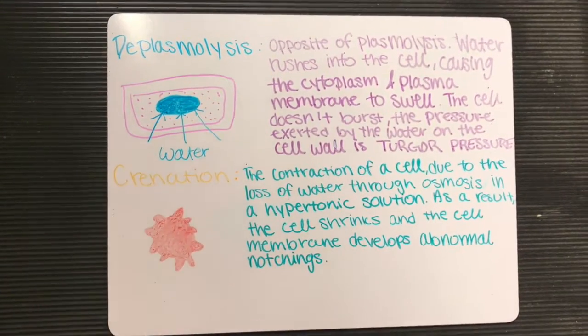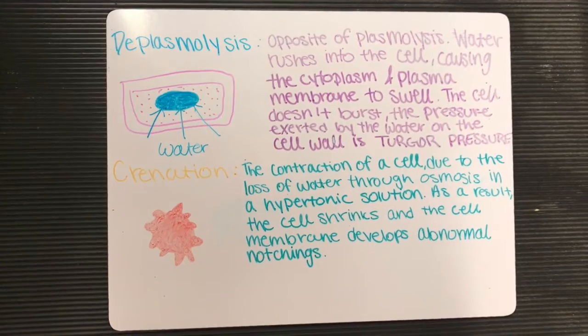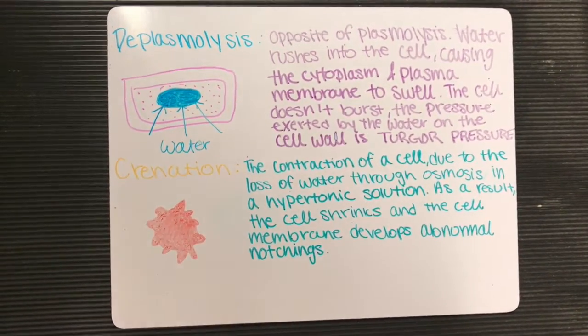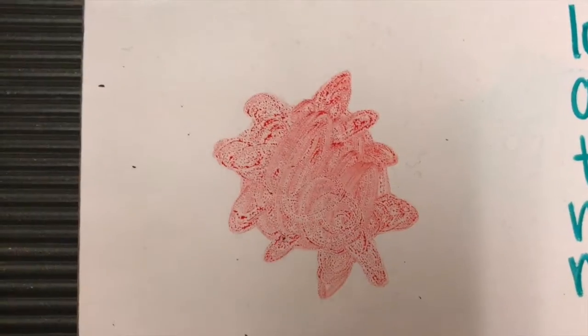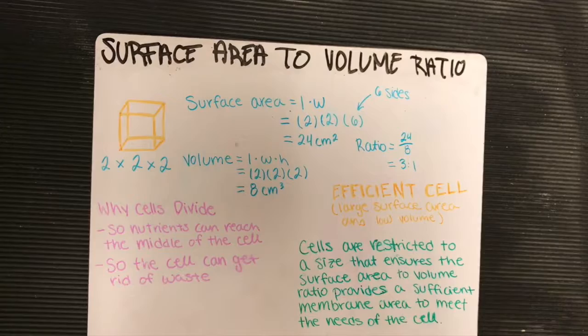Crenation. The contraction of a cell due to the loss of water through osmosis in a hypertonic solution. As a result, the cell shrinks and the cell membrane develops abnormal notchings. Surface area to volume ratio.